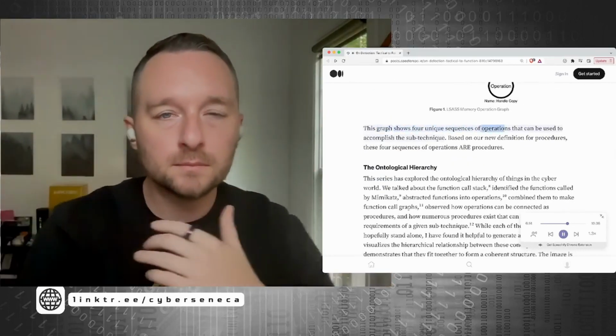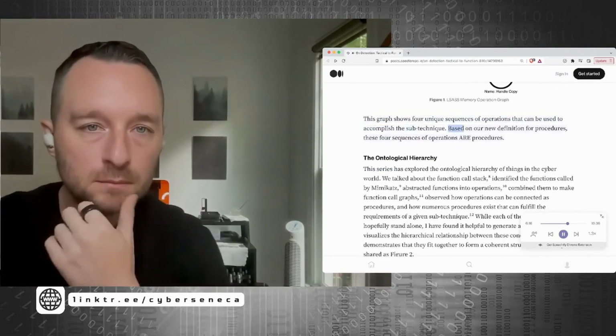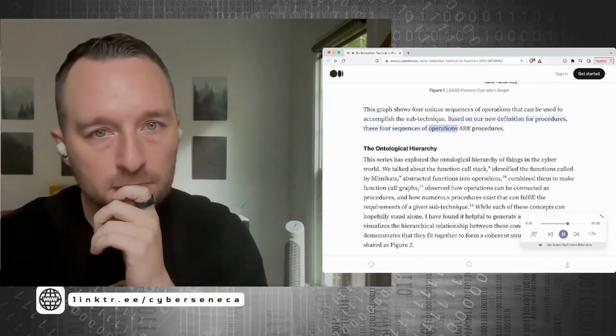The graph shows 4 unique sequences of operations that can be used to accomplish the sub-technique. Based on our new definition for procedures, these 4 sequences of operations are procedures.